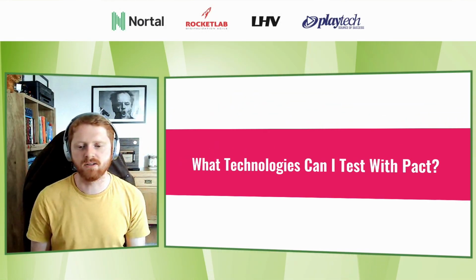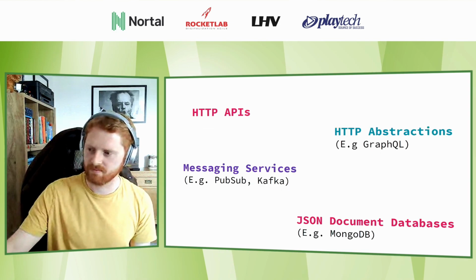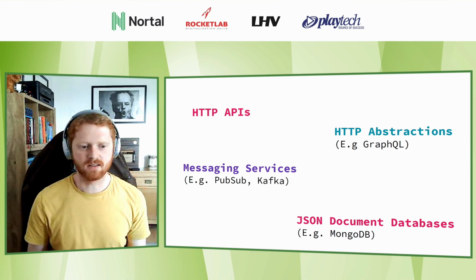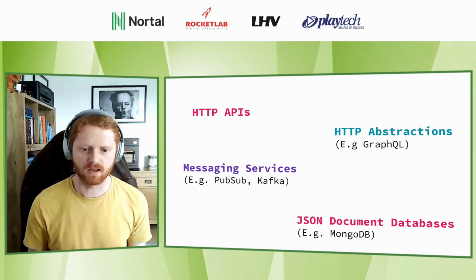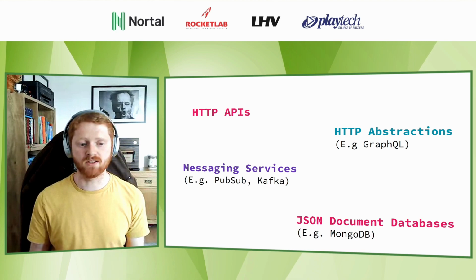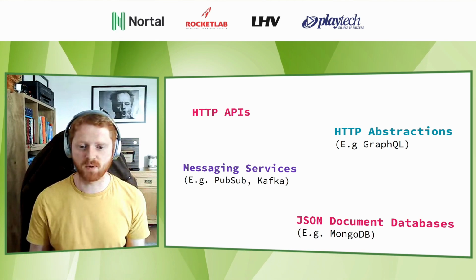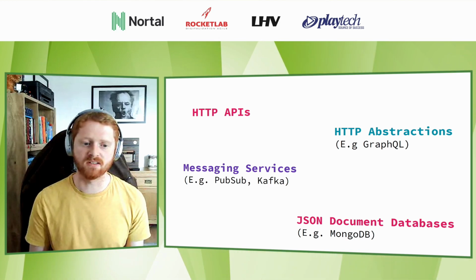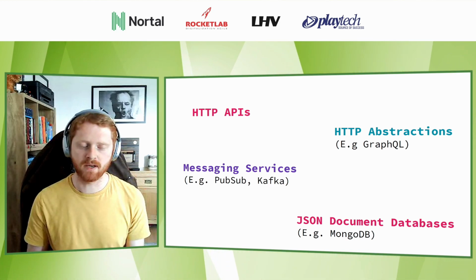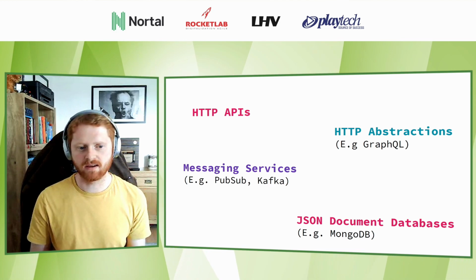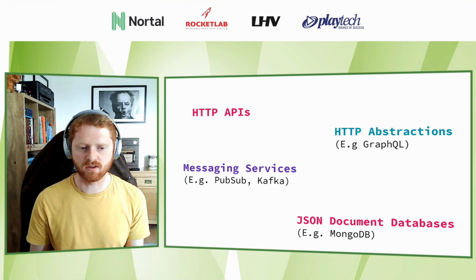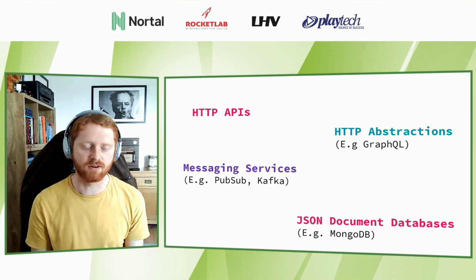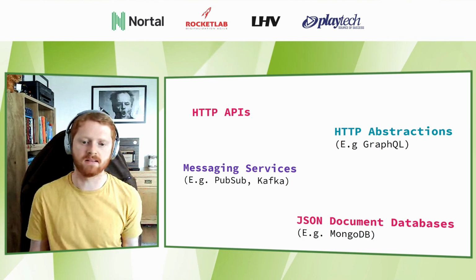So what technologies can you test with Pact? We've spoken a fair bit about HTTP APIs, and that's certainly the first use case that most people will think of, but there are others. Generally, when JSON is being passed around in requests and responses, Pact could be a good fit. So if we think about HTTP abstractions like GraphQL, maybe a consumer team wants to check that when they request a filtered response, they actually get that filtered response. And the provider team can verify that they're requesting those filters in a way that makes sense.